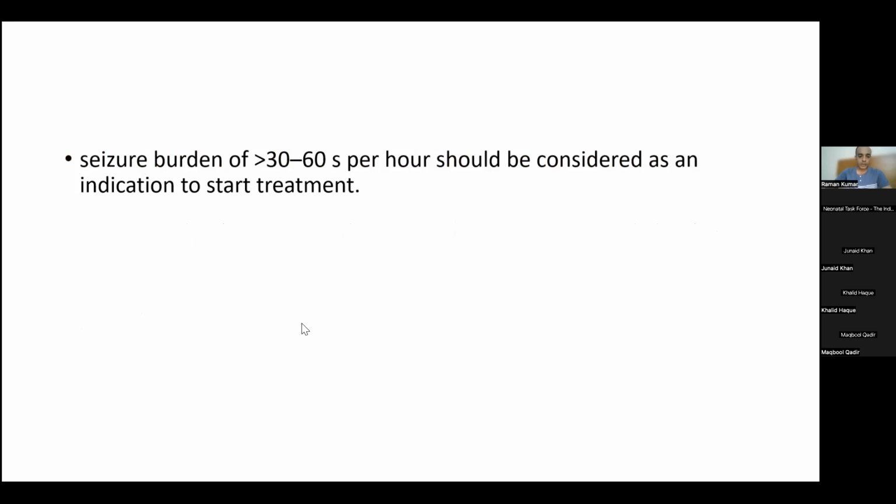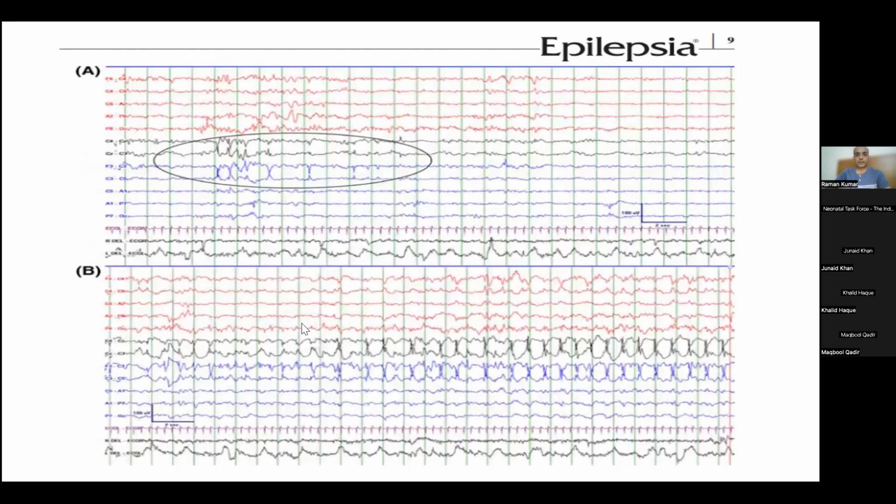Even neonatologists must know. If they have ordered an EEG, they should know the interpretation of the EEG as well, at least the basics. They should ask the technologist or the neurologist how many seizure seconds were in the EEG. On this EEG, the distance between the two green lines is 1 second. The seizure starts here: 1, 2, 3, 4, 5, 6, 7, 8, 9. So it's almost 9 to 10 seconds of the episode.